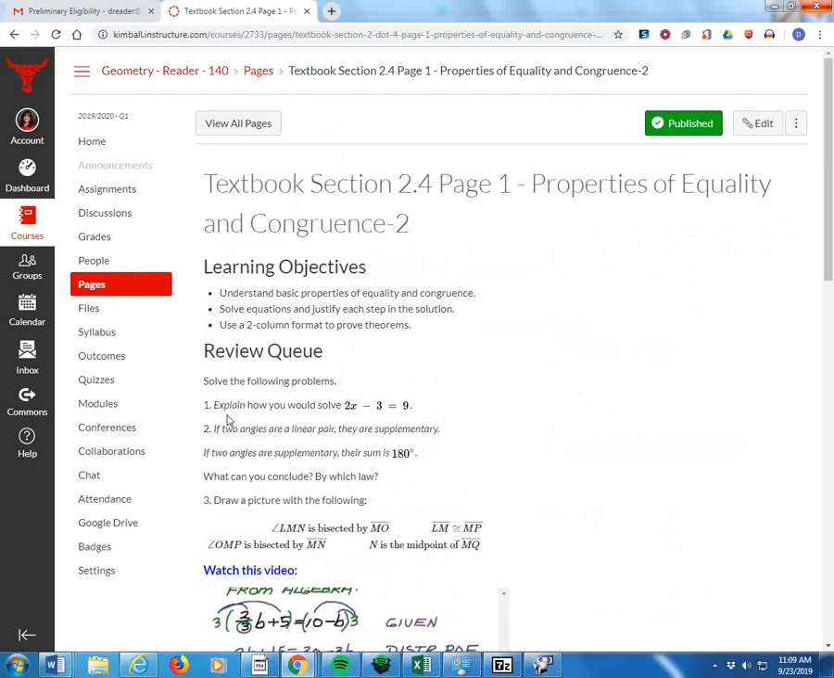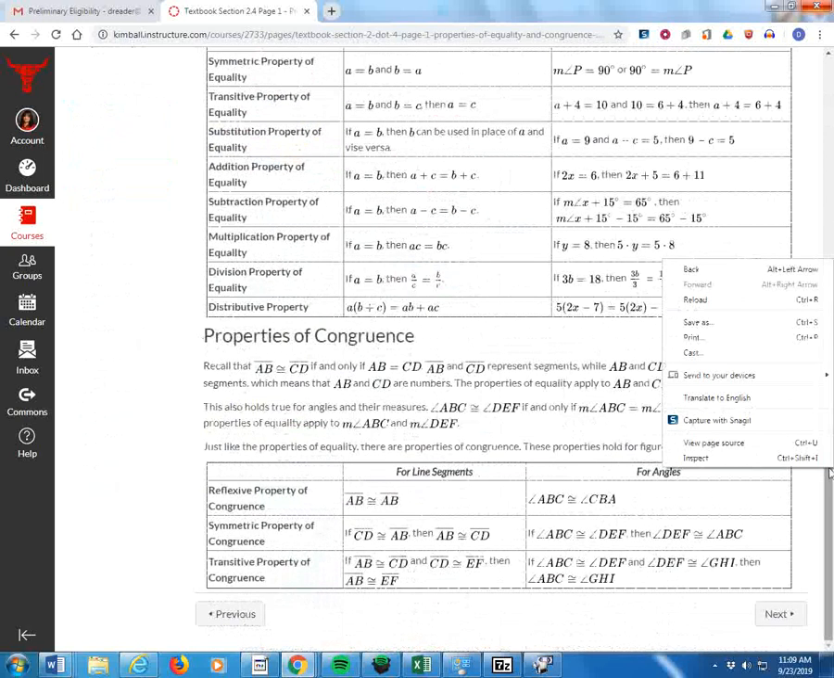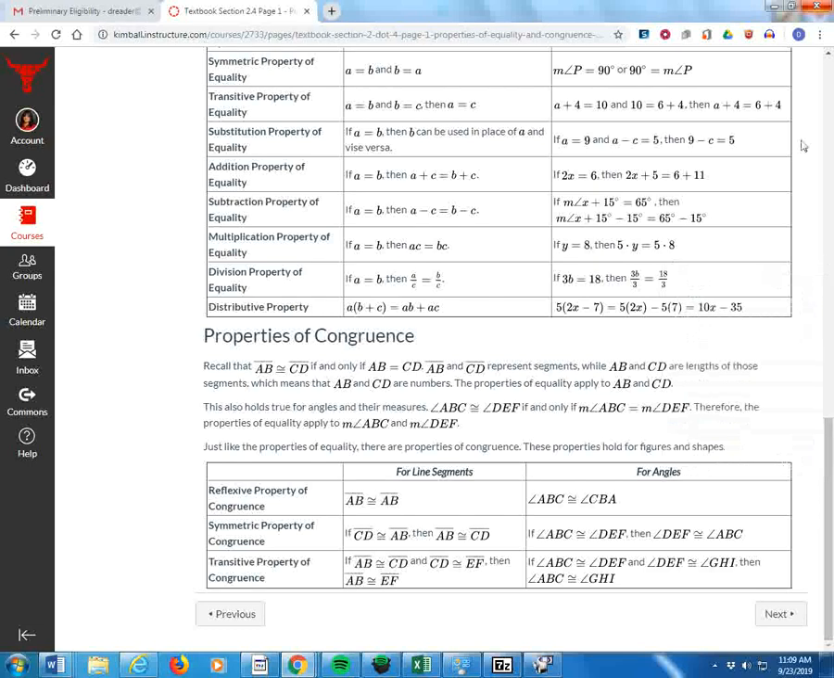Except, what's the difference between equality and congruence? What does congruence mean again? They're the same size and shape. So if I said segment AB was equal to itself, and I put a segment line over it, I've got to use the congruence symbol instead of the equal sign, because now we're talking about the measure. Basically it means they're equal to each other. And so we have the same properties of congruence: reflexive, symmetric, transitive, as we did with equality.